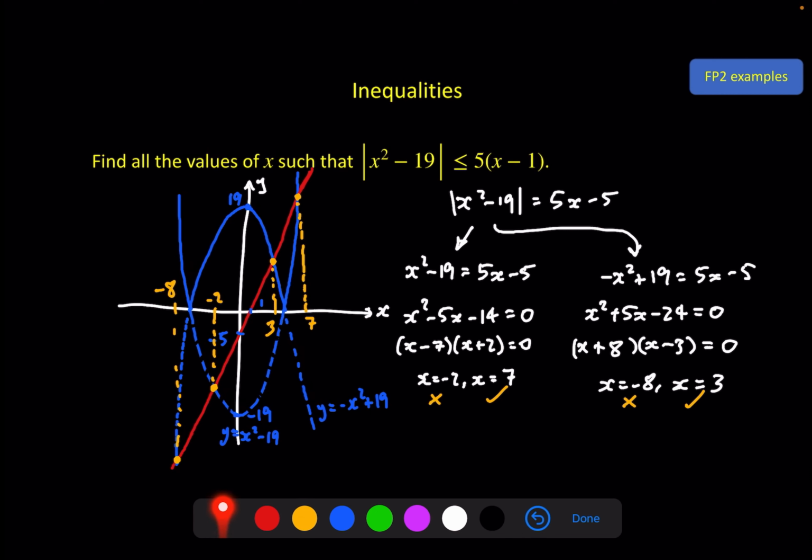Going back to the question then, when is the blue graph lower than or less than the red graph? That happens just in this little section here, in between these two values, 3 and 7. So in this small region between 3 and 7, this is true. And there we have our final example, with some valid and some invalid answers coming up, showing the value of a well-sketched graph.